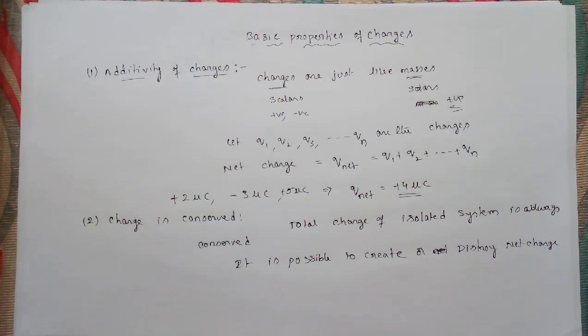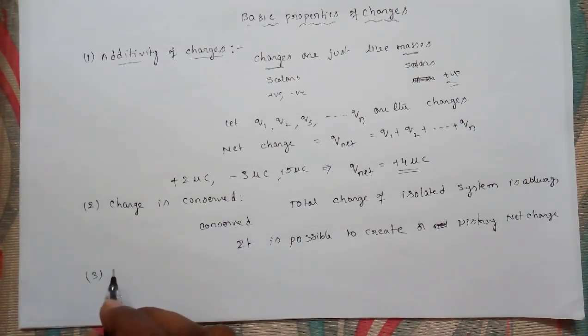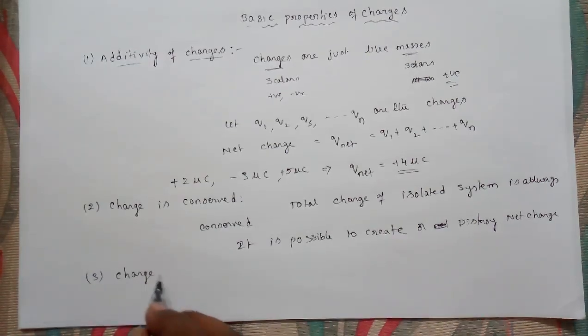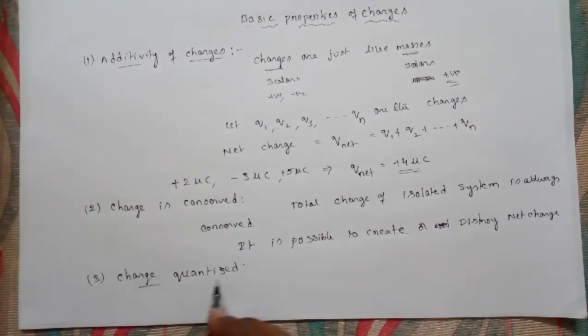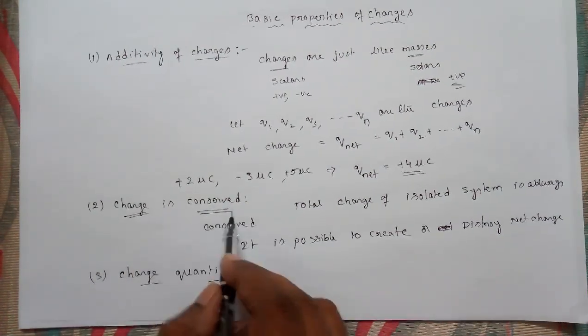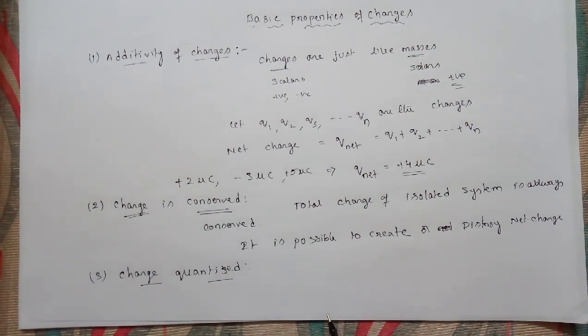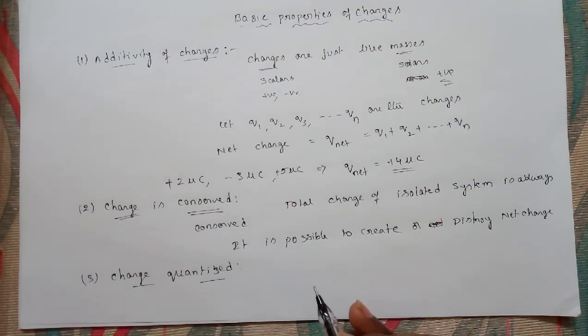Next one is charge quantization. What is the meaning of charge quantized? We discussed that in charge conservation, charge is transferred from one body to another body. Charge quantized in the sense that charge is always transferred as an integral multiple of the charge of an electron. Electron is the fundamental charge, we know.